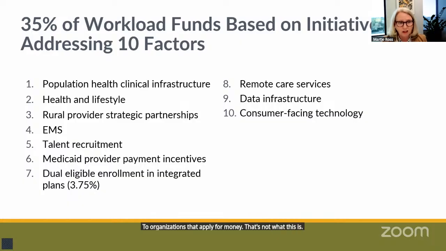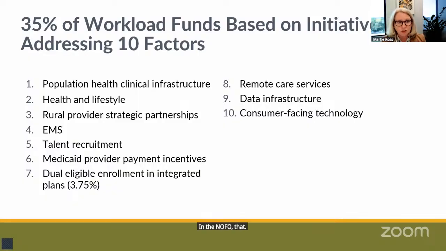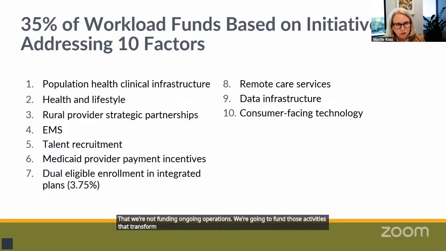And this is not like the Provider Relief Fund during COVID, where we would present certain costs incurred to draw down dollars to help operations. In fact, there are very clear statements in the NOFO, and also the FAQs that CMS has been publishing, that we're not funding ongoing operations. We are going to fund those activities that transform those operations.